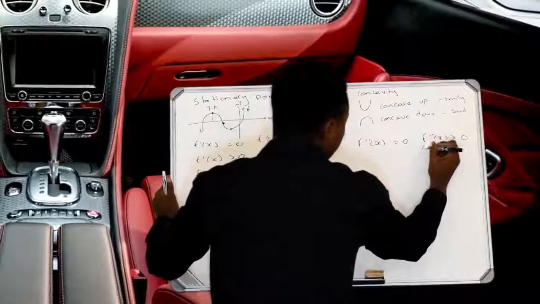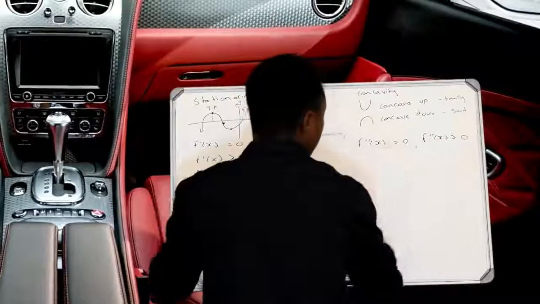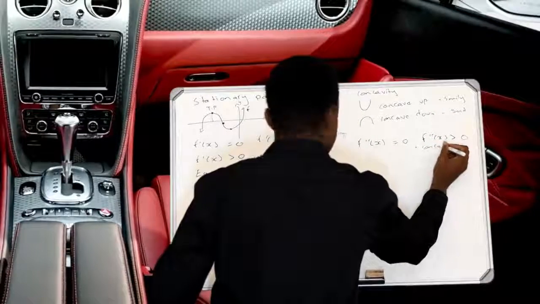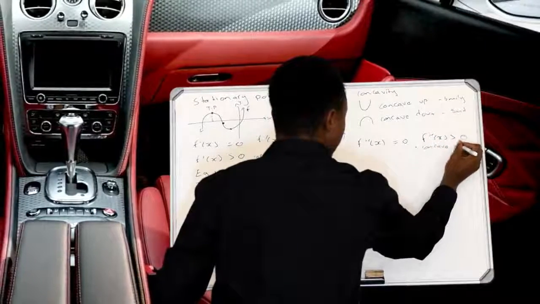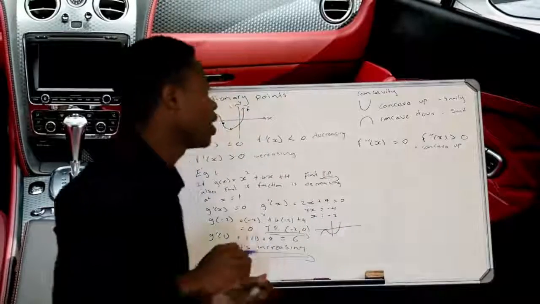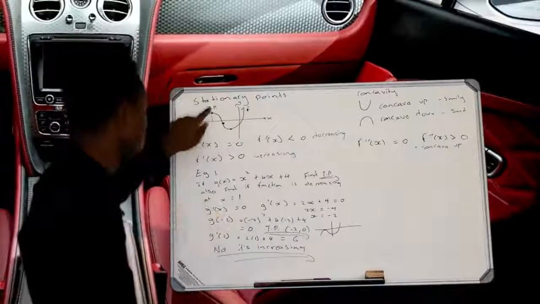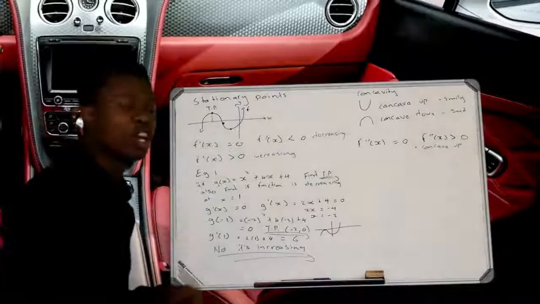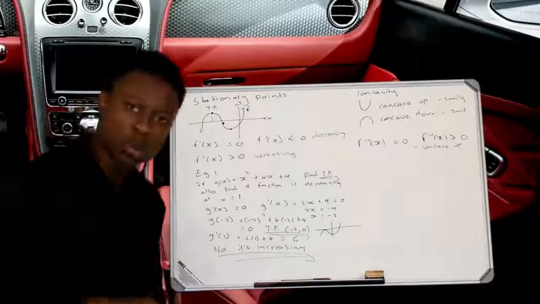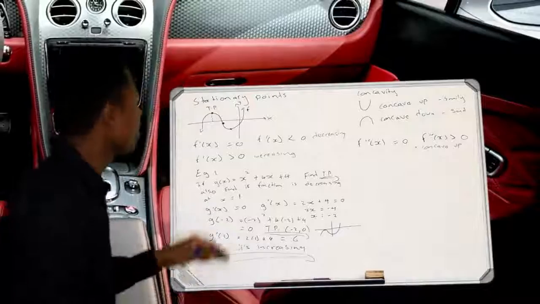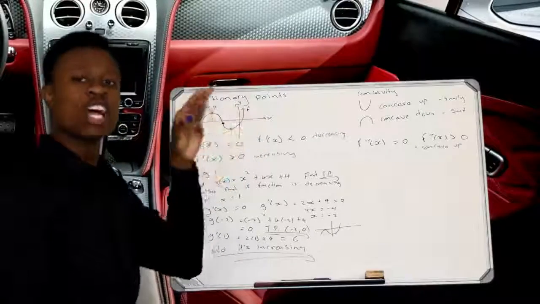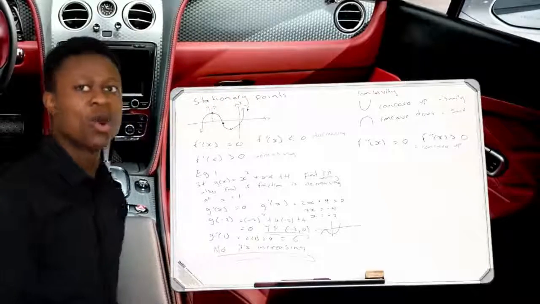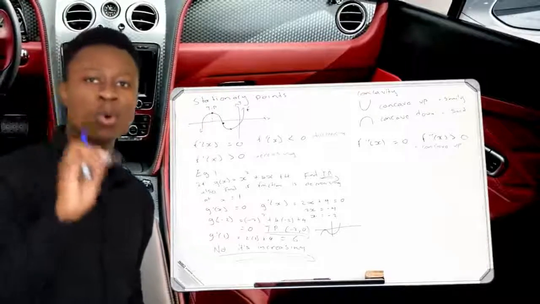So concave, right? It's concave up. And if it's concave up, it means that we have a local minimum point. What does that mean? It means that that's the lowest point. If we have a concave up, we have a local minimum point.